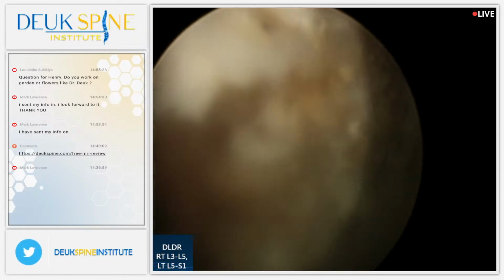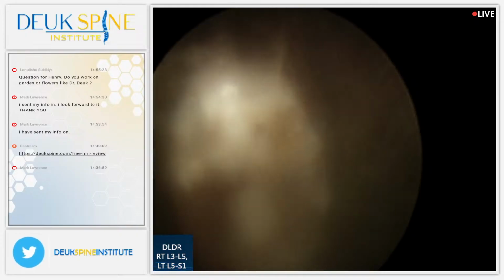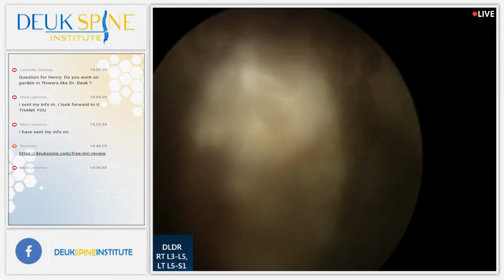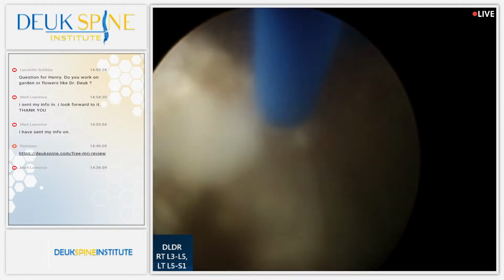Any other questions? At this moment, no current questions. All right, so far we're making really good progress at L5S1 on the left. I've removed probably 50% of the herniation. I've got a little bit more to remove. You can see how difficult it is.